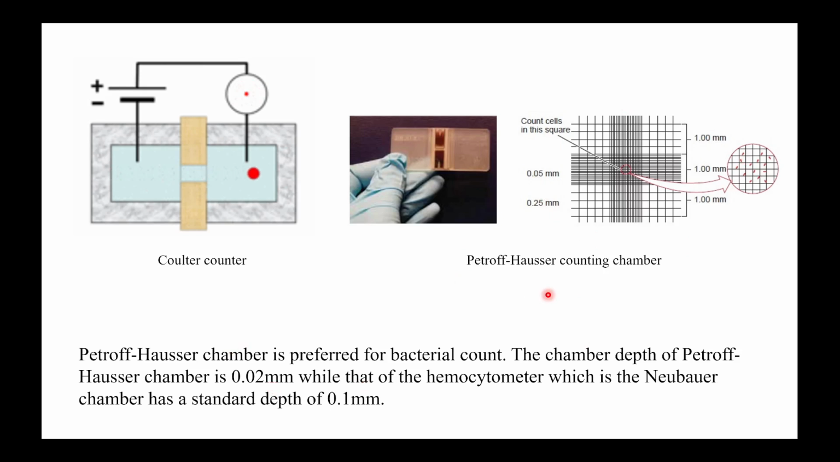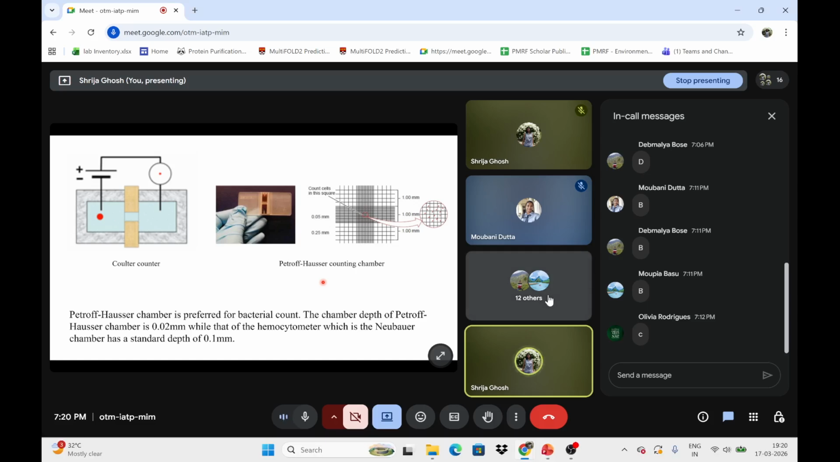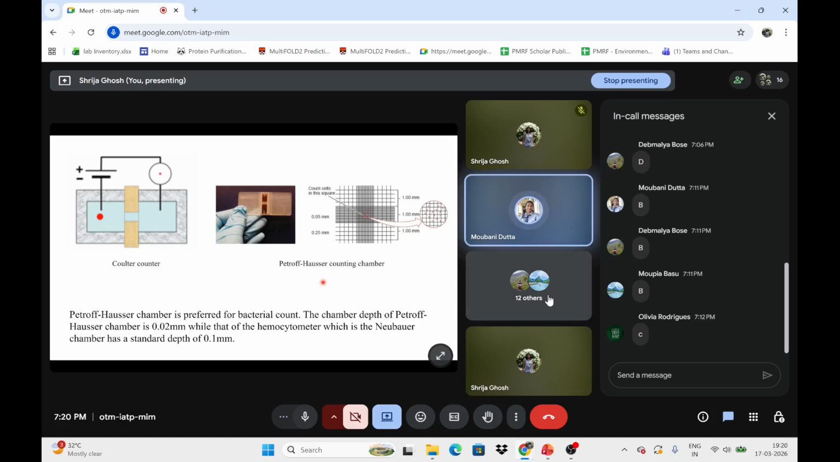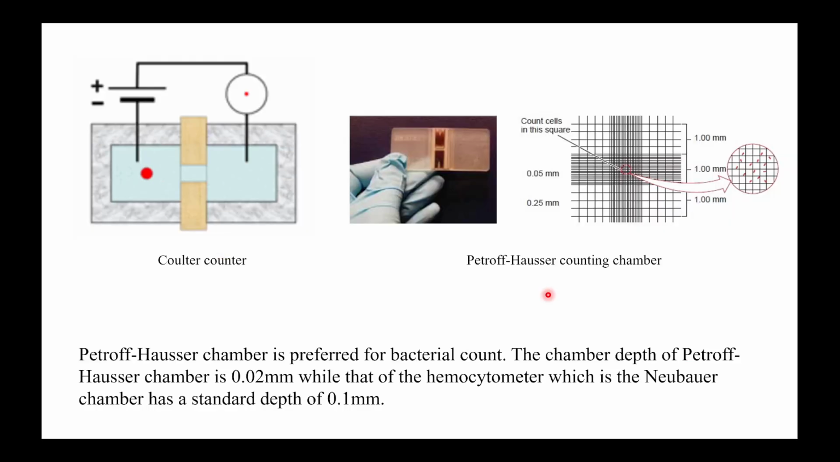so this is how we determine the cell count. Is this clear to everybody? If anyone is confused, please let me know. Ma'am, could you please explain the last diagram? I mean, the Petroff-Hausser counting chamber.